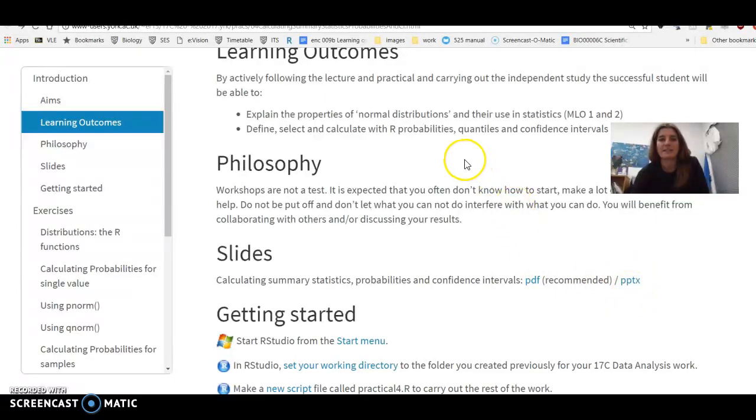So the learning objectives here this week are that you should be able to explain the properties of the normal distribution and how we use them in statistics, and be able to calculate probabilities, quantiles and confidence intervals in R. So what I'm going to do is just try and outline to you what a distribution is in general, because they're so important for understanding these ideas.